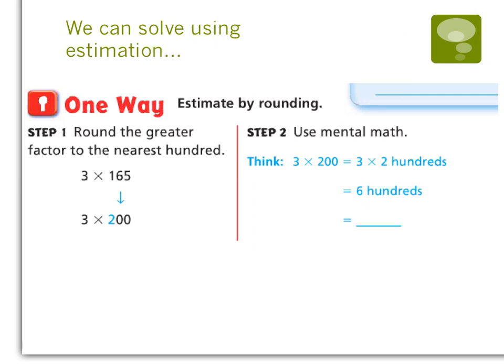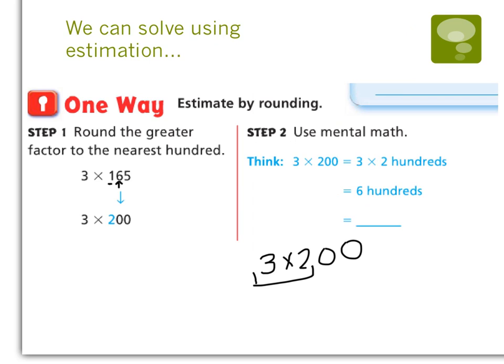First, I would round 165 to the nearest hundred, with the 1 in the hundreds place and a 6 in the tens place. I use the rule of 5 or more raise the score to get 200. Then I multiply 3 times 200. In 3 times 200, I find my basic fact, 3 times 2, which is 6.